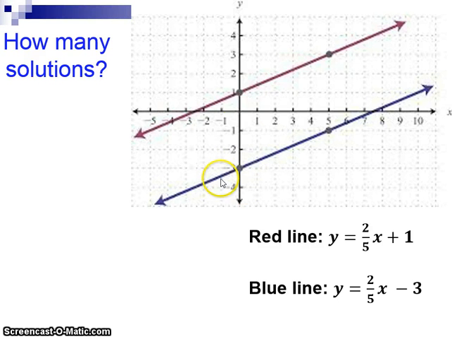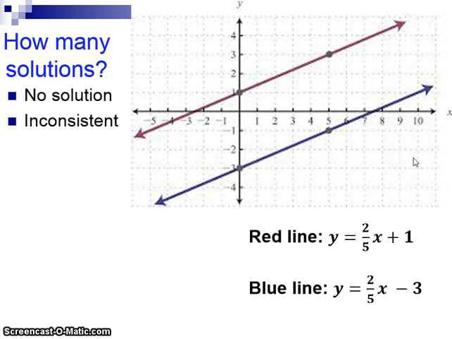Take a look at this graph. We have graphed this red line, which is y equals 2/5 x plus 1, and a blue line, which is y equals 2/5 x minus 3. As you can see, there's no solution. They do not share any points because they are parallel to each other.